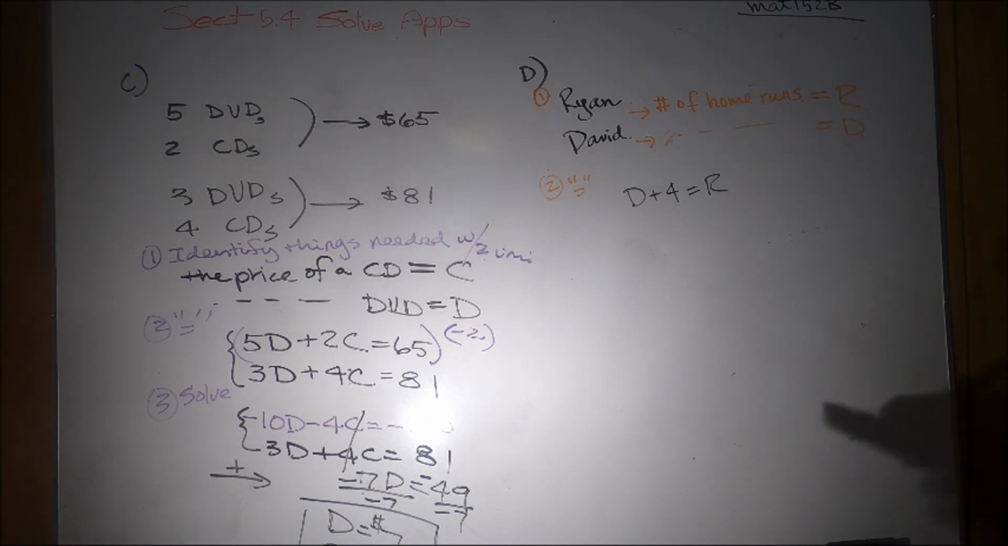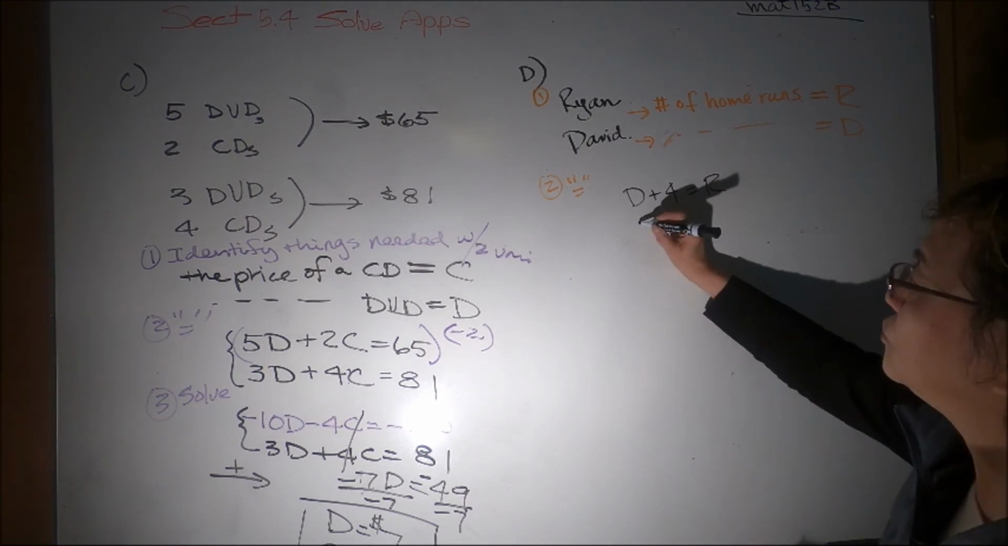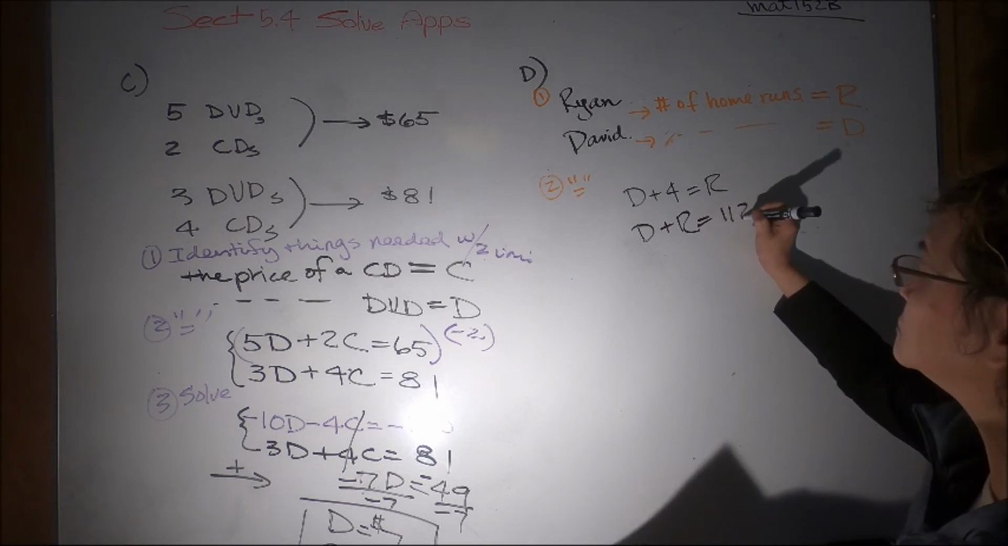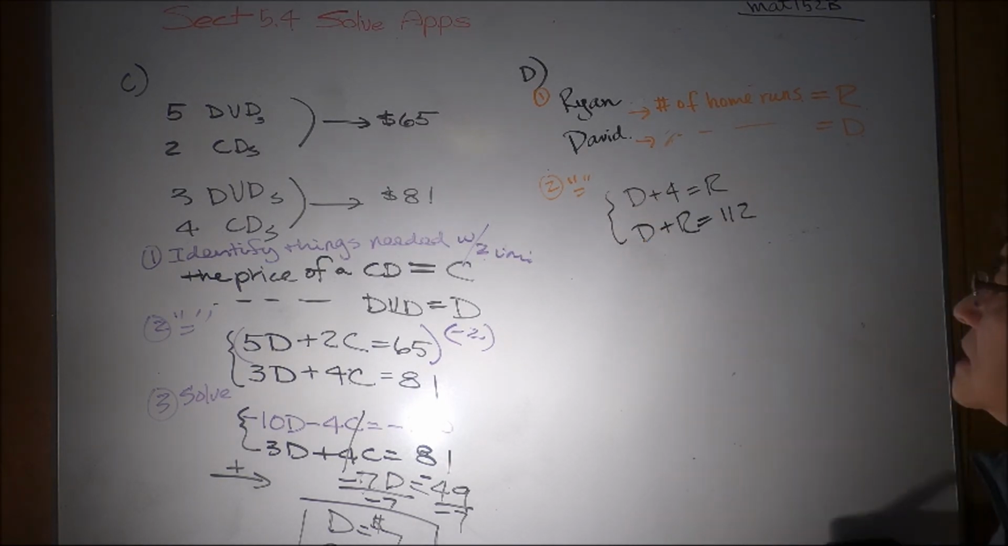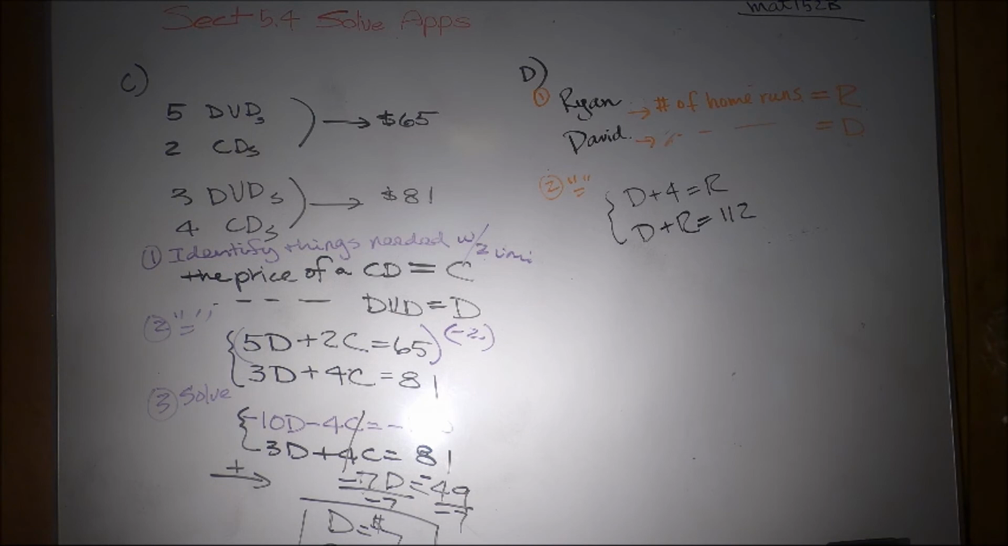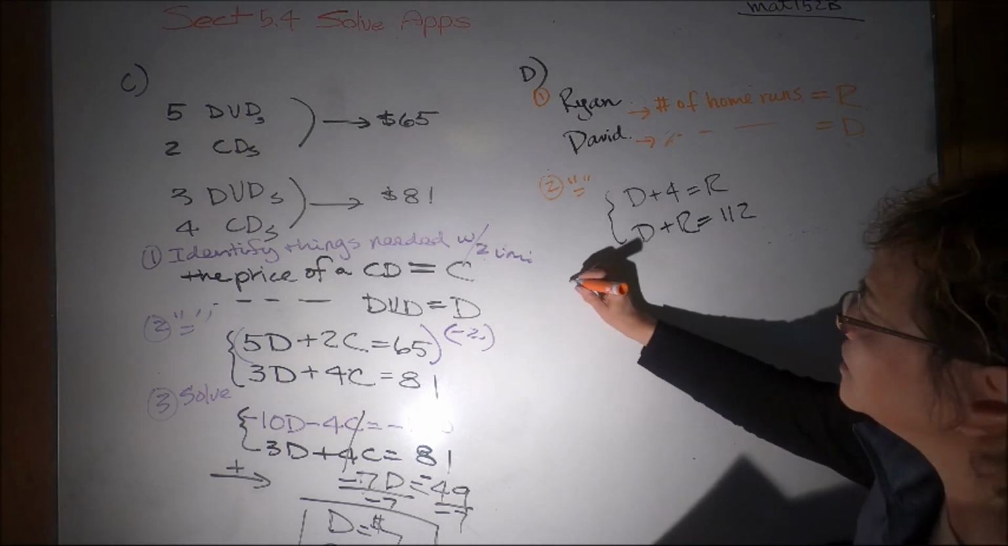Then also total, they have what? Total is 112 runs. So how do you write that? Total means what? Both. You do what? D plus R is what? 112. Is that right? Then you curly it. What do you think to solve it? Do you use substitution or elimination?